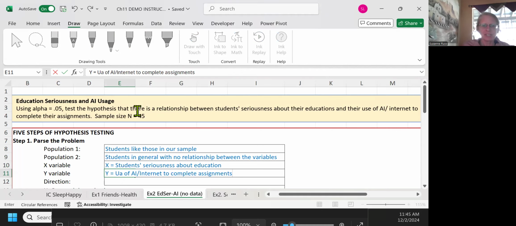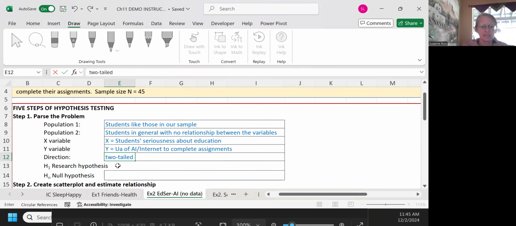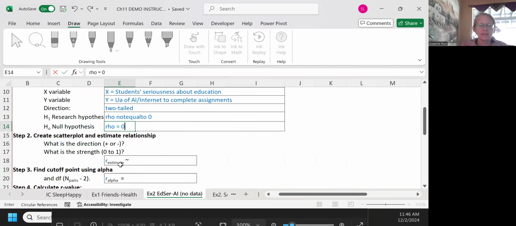I see that the direction isn't specified. It just says that there is a relationship. So I'm going to determine that this is a two-tailed test. And the research hypothesis is that rho is not equal to 0. I'm just going to do it in the coding way. Not equal to 0. And the null hypothesis is that rho is equal to 0. And so then the next step is to estimate the relationship.